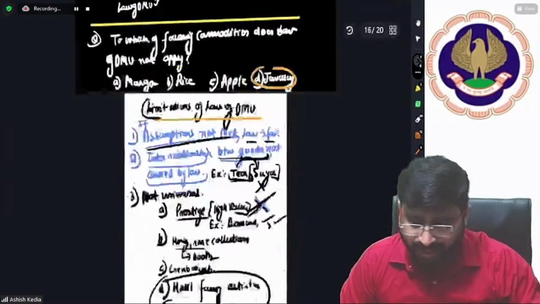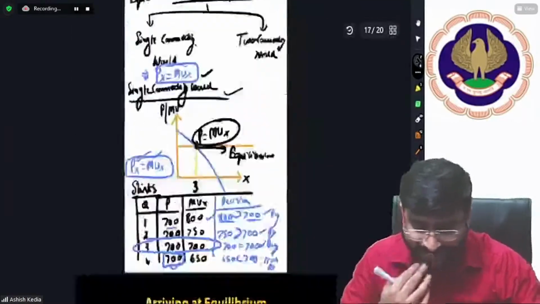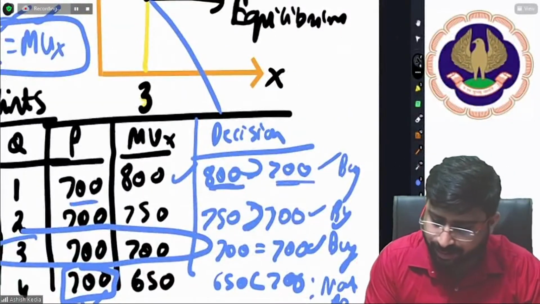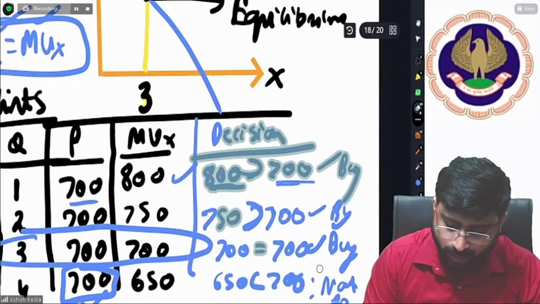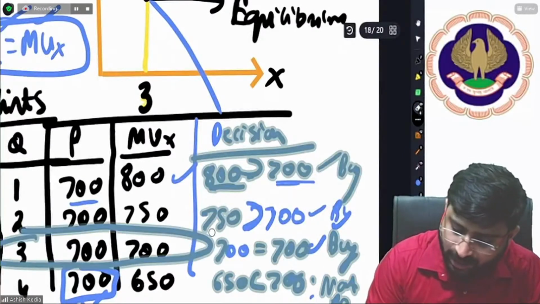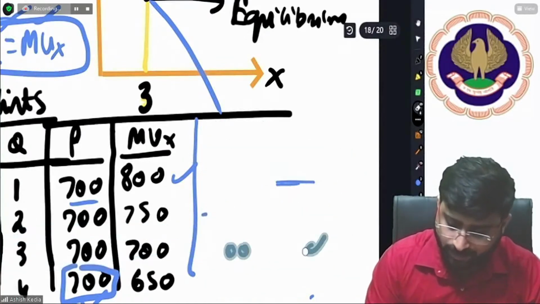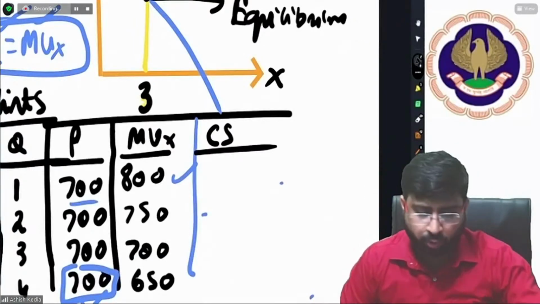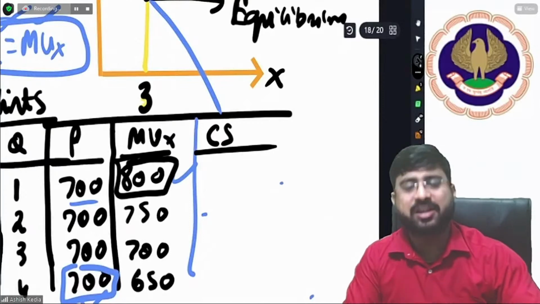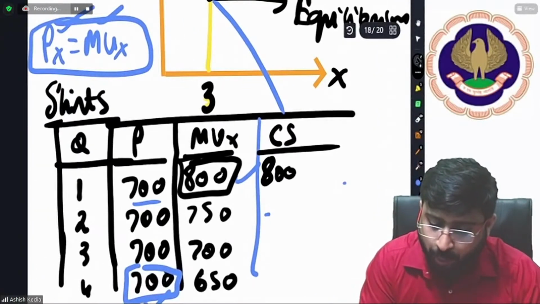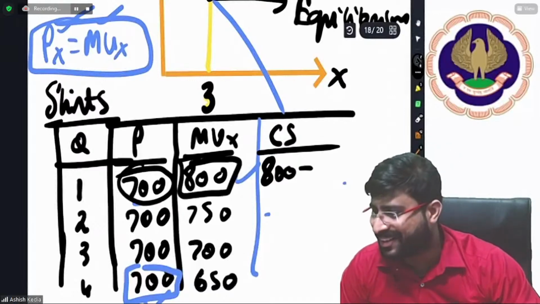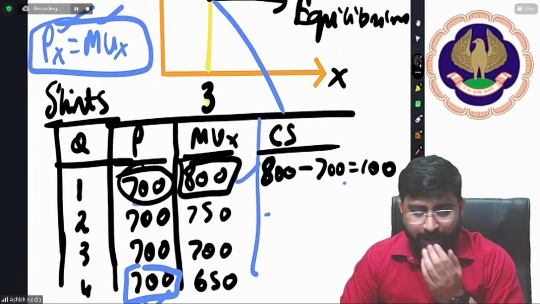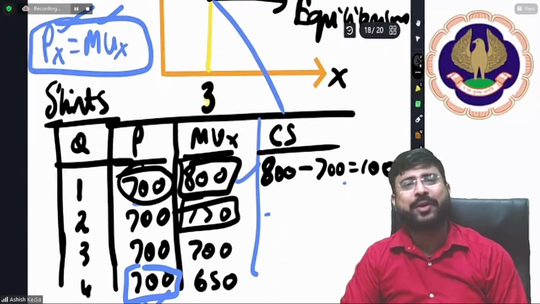By the way, in each level, let's calculate consumer surplus. Pay attention, everybody. This decision making we have understood. Now we will understand decision making via consumer surplus as well. Let's calculate consumer surplus. Consumer surplus is what you are ready to pay minus what you actually pay. So here you were ready to pay 800 for the first shirt, right? But how much are you actually paying? We are just paying 700. So consumer surplus is how much? 100 rupees. Here, what you were ready to pay? We were ready to pay 750.